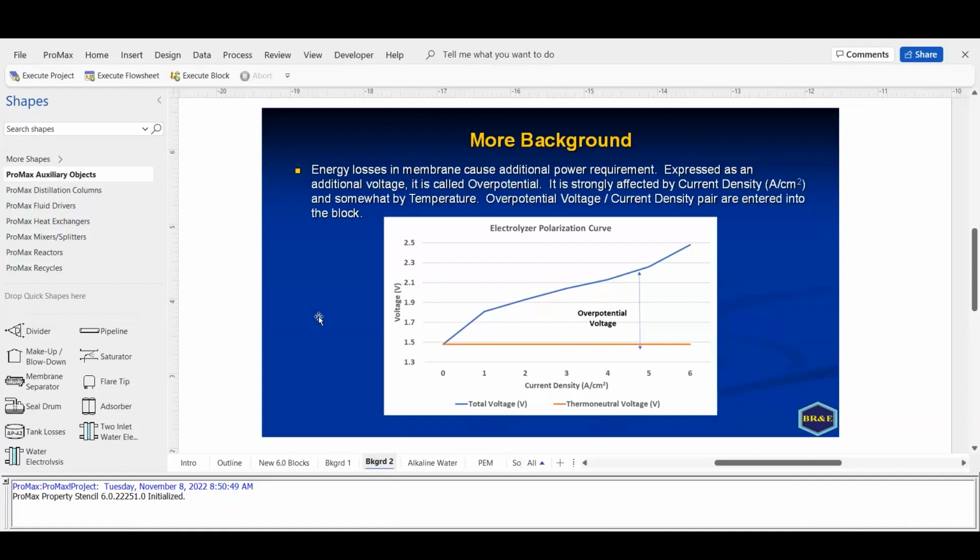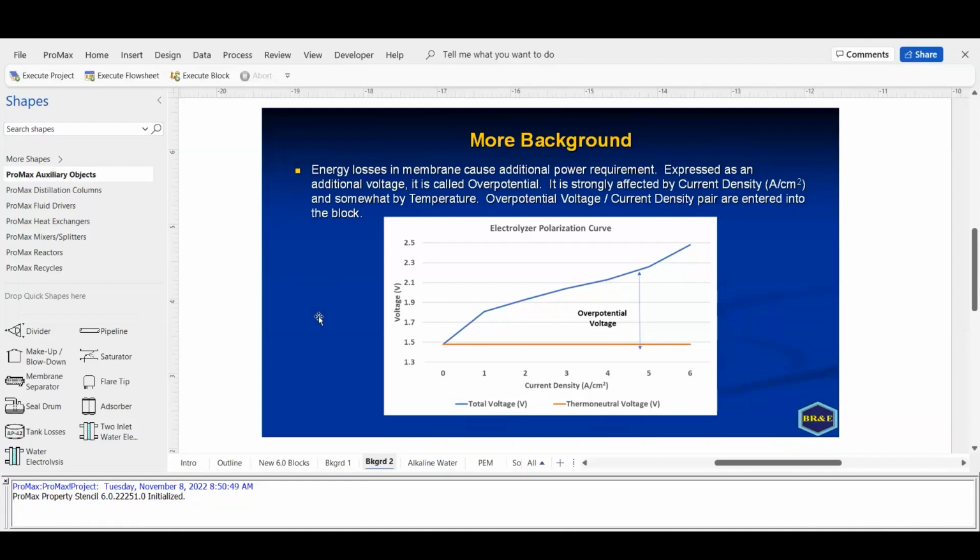So this overpotential voltage is something that we have to calculate and supply to get our complete electrolysis calculations. One of the specifications that we'll ask you to make when you're using the electrolysis block is a current density and an overpotential voltage. So ProMax will take care of this orange horizontal line, which is the thermal neutral voltage, but we need you to find out what the overpotential voltage associated with this particular electrolyzer is. It's an equipment specific empirical value. It's not something that can realistically be predicted by a simulator.